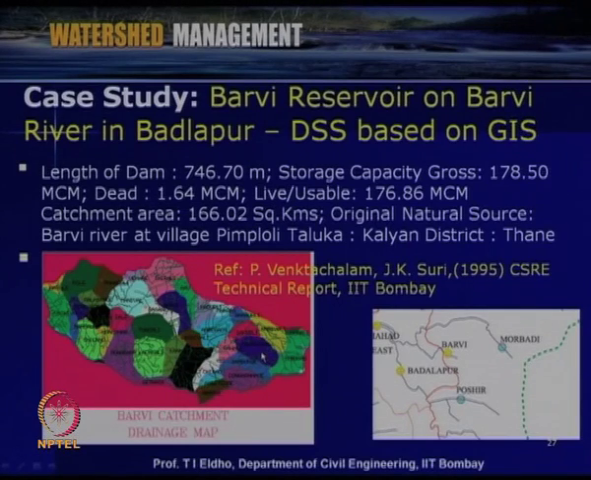Here the details of the drainage system are given. The length of the dam is 746.7 meters, storage capacity is 178.5 million cubic meters, and the catchment area is about 166 square kilometers. The origin is from Barvi River at village Pimpoli Taluka. This is the location.